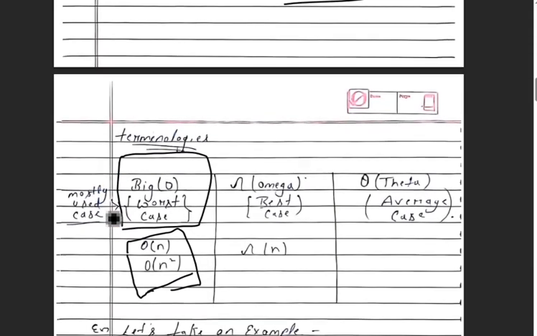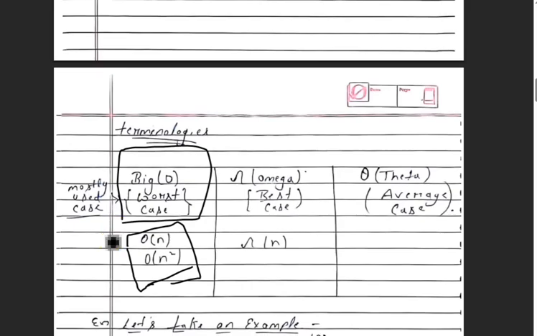What are terminologies? In this topic there are three terminologies. It is a part of time complexity, a part of complexity. Like big O, I have written here big O, omega, theta. These are the three terminologies. Big O is the worst case complexity, omega is the best case, and theta is the average case.